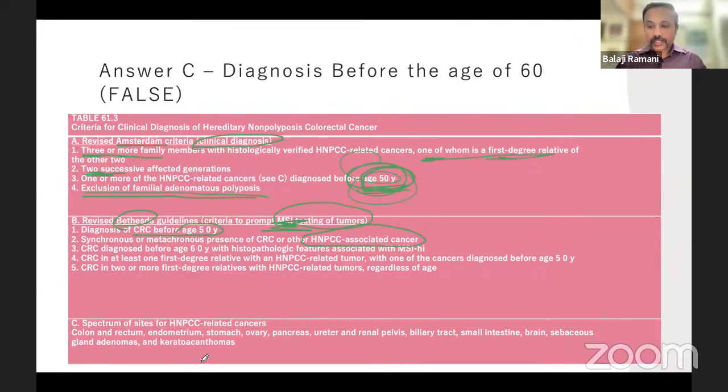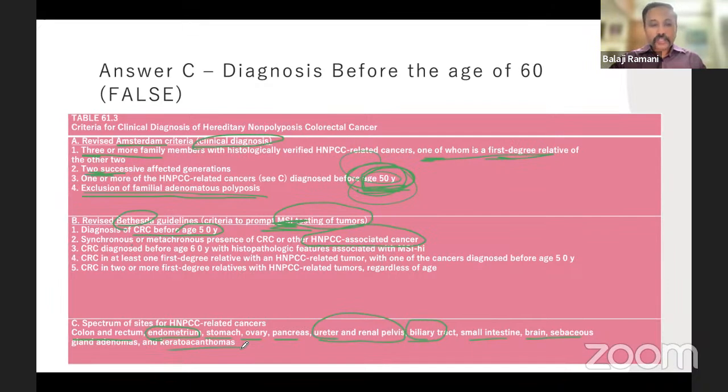So what are the related cancers that you have? You have colorectal cancers, you have endometrium, which is the second most common cancer involved. Then it can be stomach, ovary, pancreas, upper urinary tract cancers, ureter, renal pelvis, then hepatobiliary, biliary tract, small intestine. Other than the sebaceous gland carcinomas, brain carcinomas, and keratoacanthomas, all these are considered to be in the same spectrum.